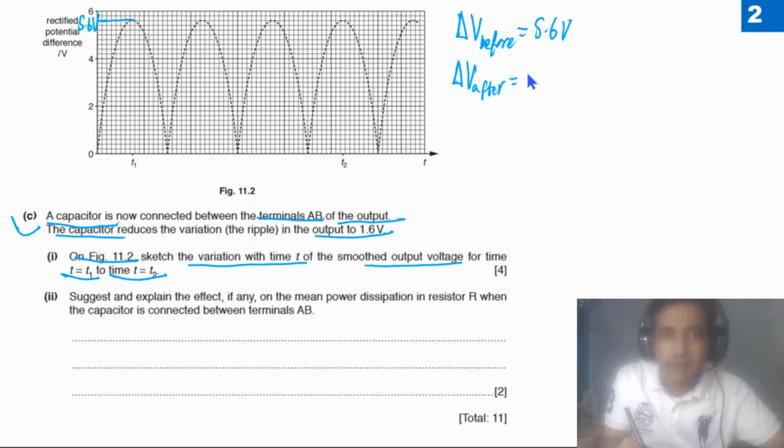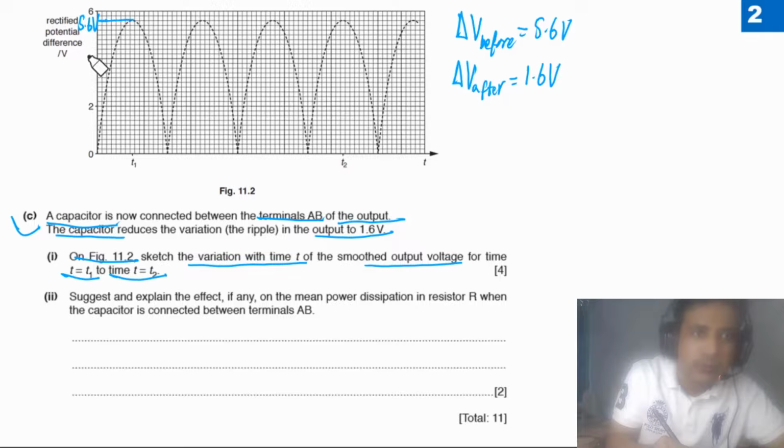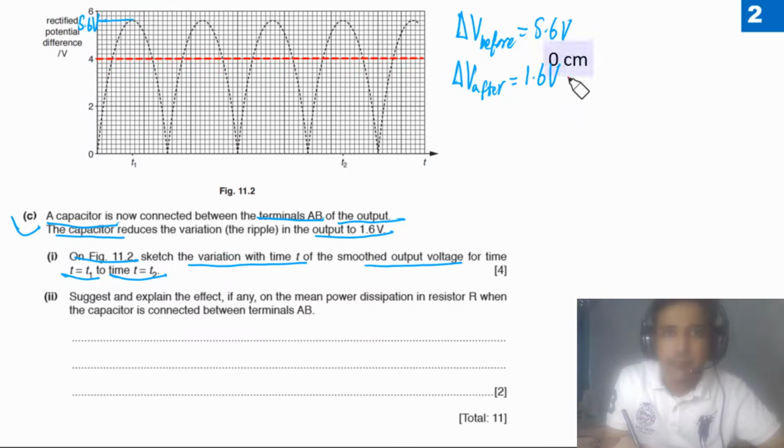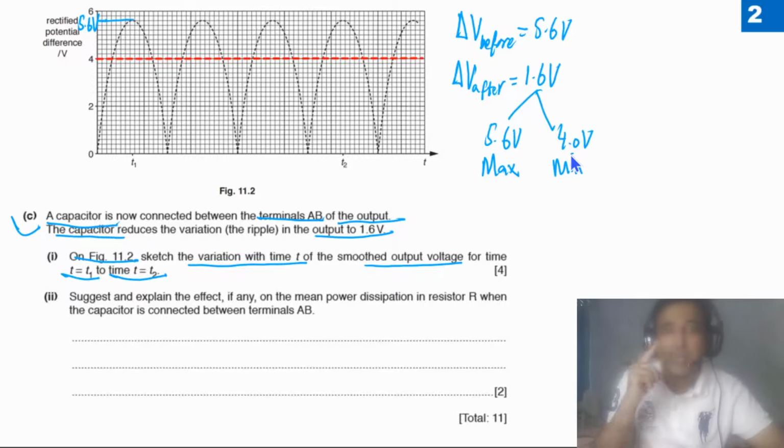And after connecting capacitor, we can say delta V, the variation in PD, is only 1.6 volts. So it means that we can draw a line. 1.6 means 5.6 minus 4. So we can draw one dotted line here. Delta V of 1.6 simply means that PD is changing between two values. It is changing between 5.6 volts and 4.0 volts. So the maximum is this one and the minimum is 4. So this is the maximum and this one is the minimum PD across the resistor.